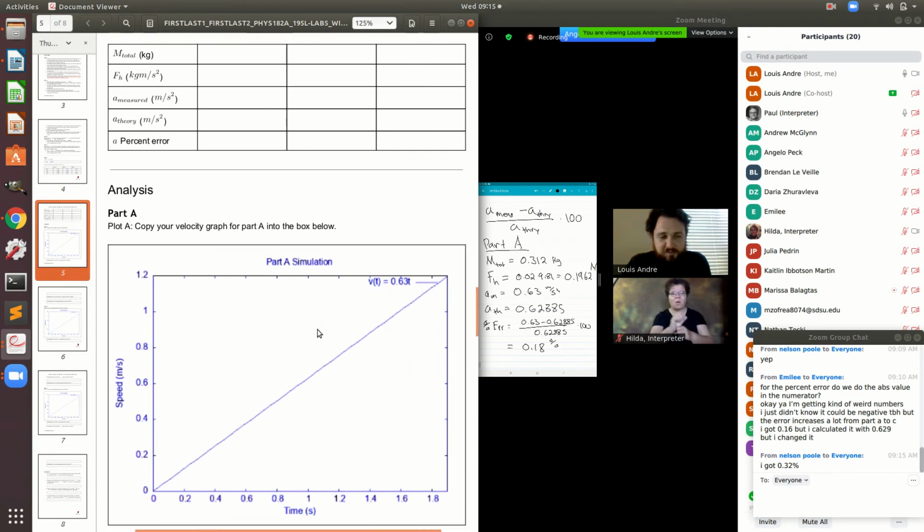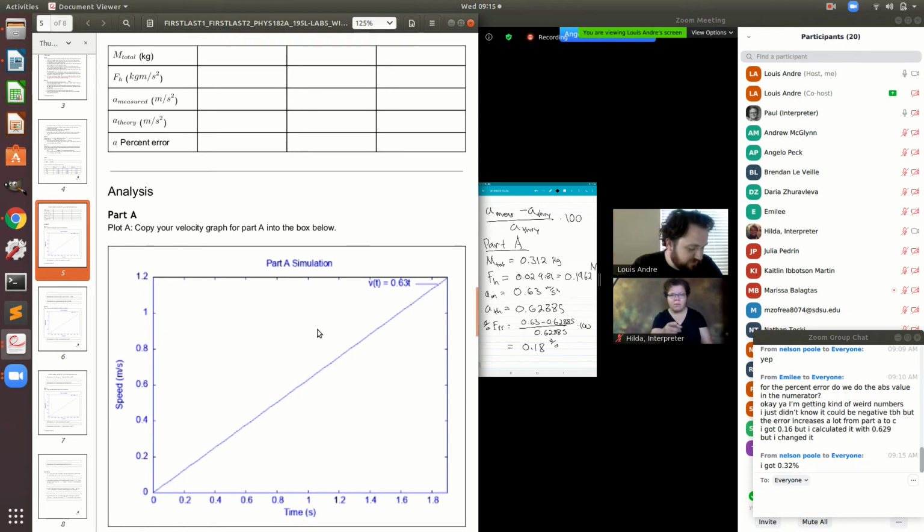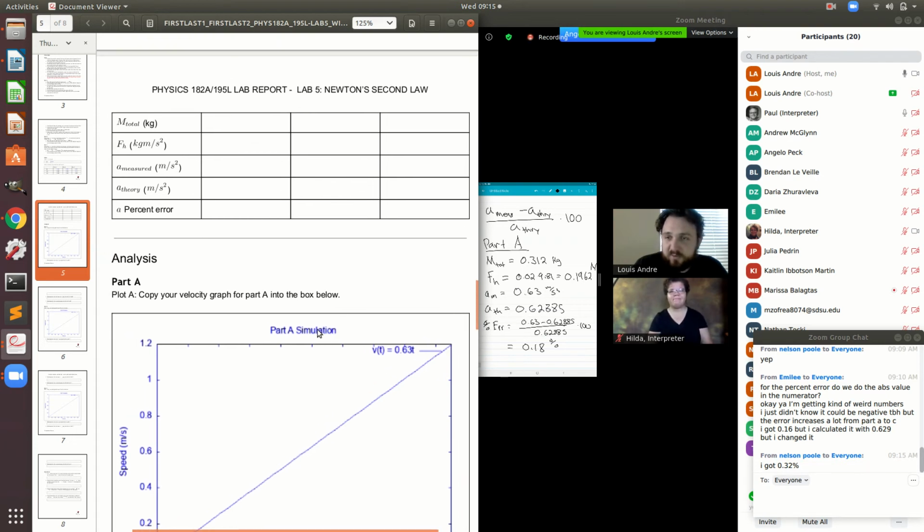0.32. I mean, I guess I don't know. It's almost exactly double. Yeah, if I round this a little bit, it would be a little different. That's fine. Okay. There's part A, right? And that's essentially what I want for part A, B, and C.